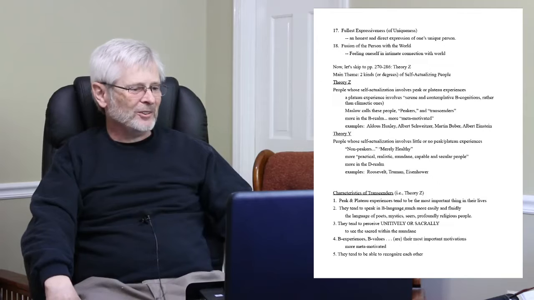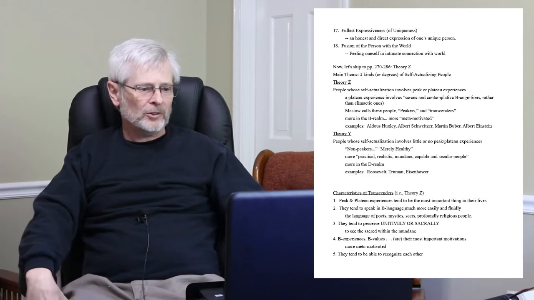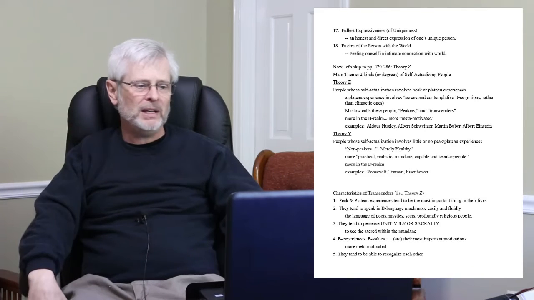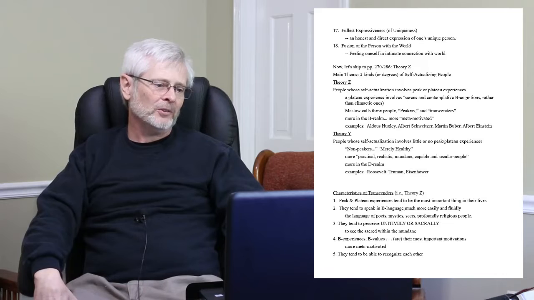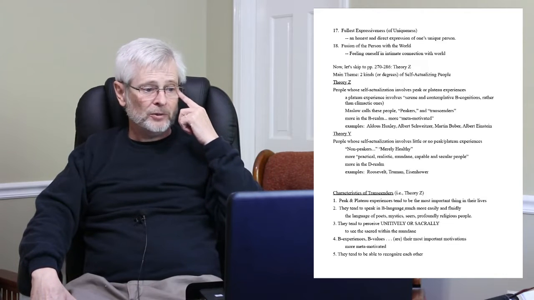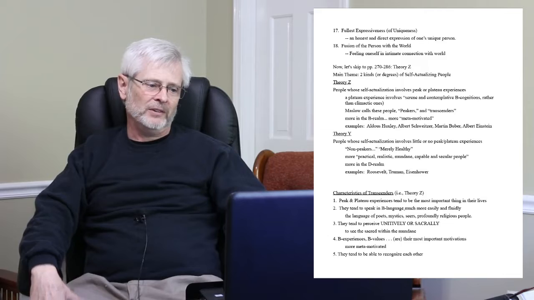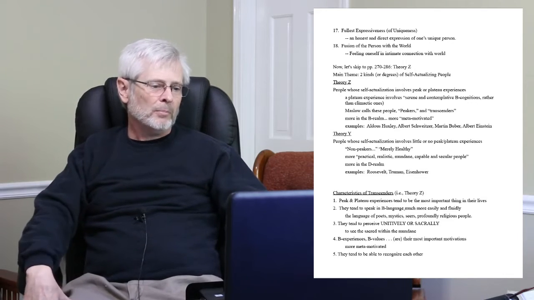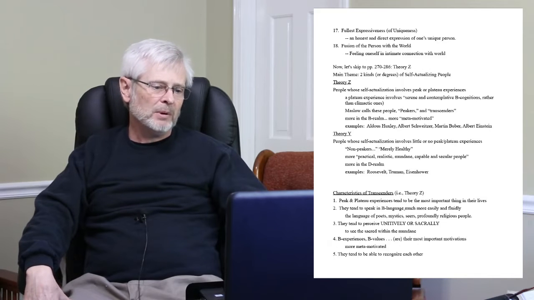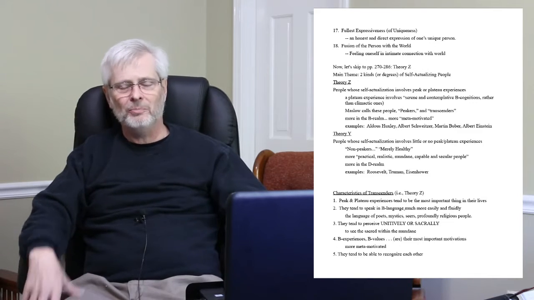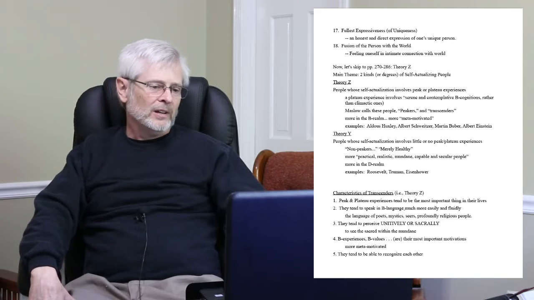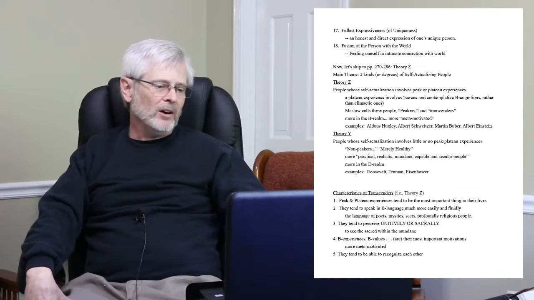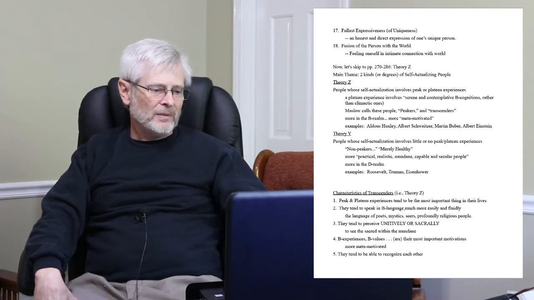So theory Y has to do with people who, once again, are self-actualizing, but their self-actualization does not involve, for the most part, peak experiences or plateau experiences. So here's some of his vocabulary within this part of the book. Non-peakers, as opposed to peakers, merely healthy, he calls them, more, and now here's a quote, practical, realistic, mundane, capable, and secular people. So people whose self-actualization involves that kind of way of being. So they're a little bit more toward the D realm, and he also gives us some examples of that.